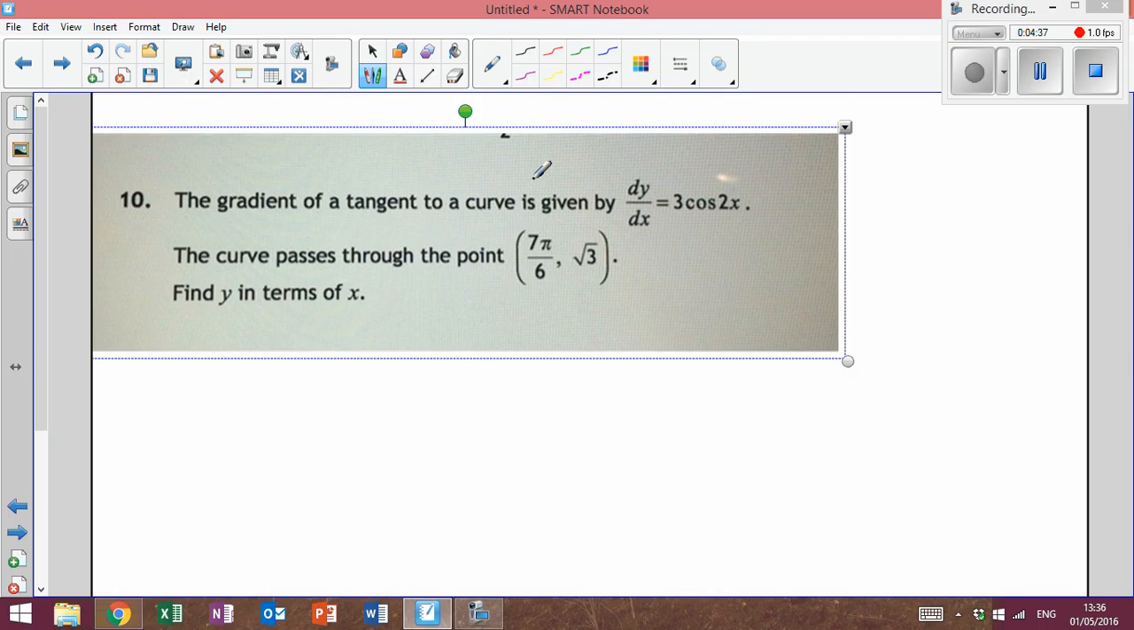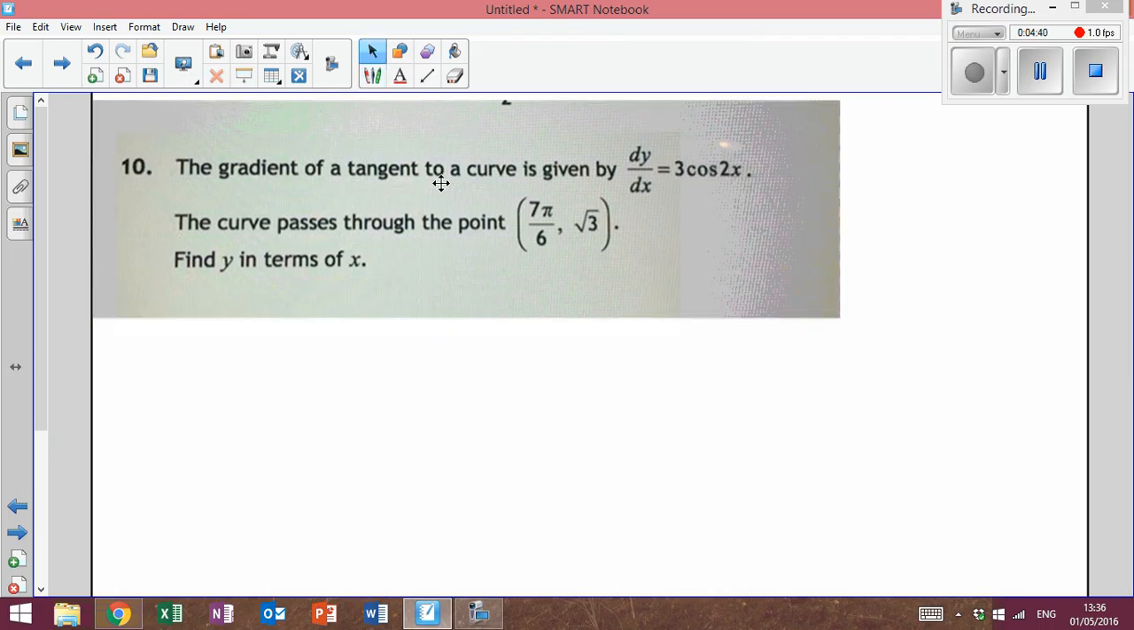Okay, second question here is this one. The gradient of a tangent to a curve is given by dy by dx is equal to 3 cos 2x. The curve passes through the point 7 pi over 6, root 3. Find y in terms of x.